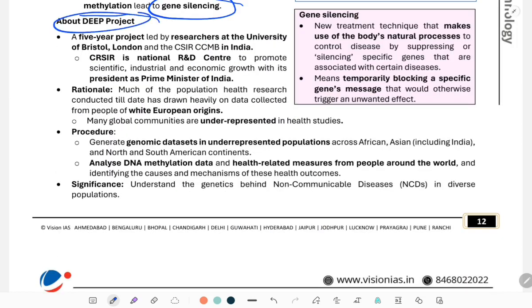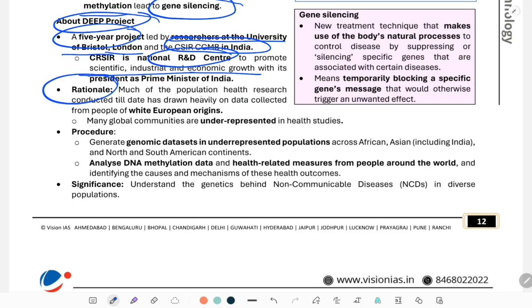We'll see about DEEP project. It is a 5-year project led by the researchers at the University of Bristol, London, and the CSIR CCMB in India. CSIR is a national R&D center to promote the scientific, industrial and economic growth.